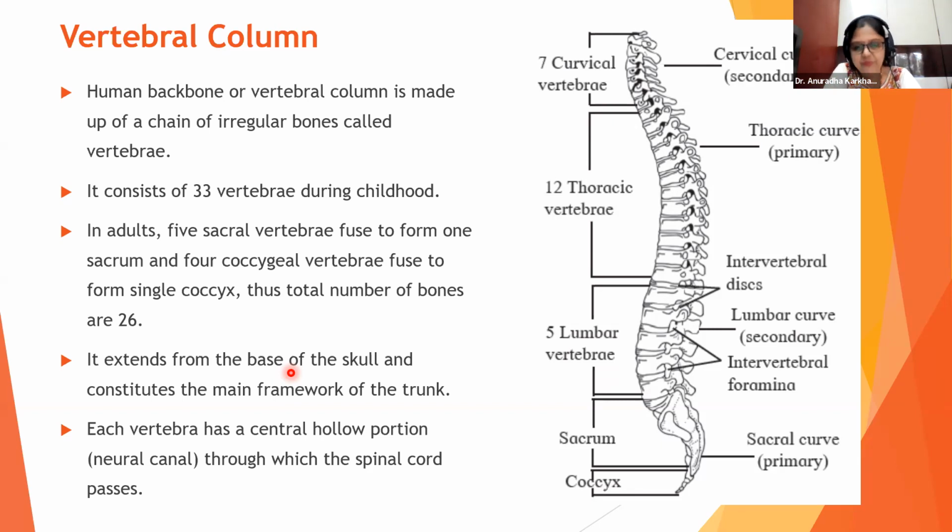I'll tell you how they fuse. Also, I'll show it to you. Okay. Now, what you have to remember is the shape. See, we have 7 cervical vertebrae, 12 thoracic vertebrae, 6 lumbar vertebrae, 1 sacrum, and 1 coccyx.